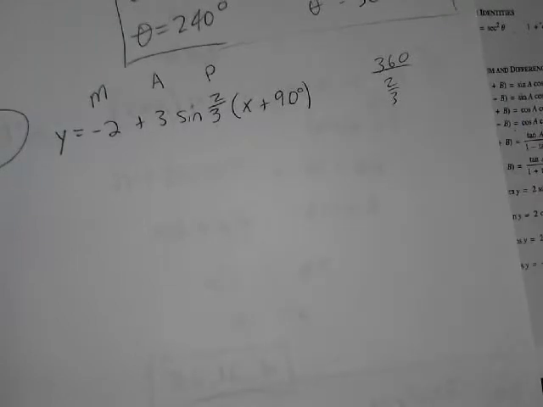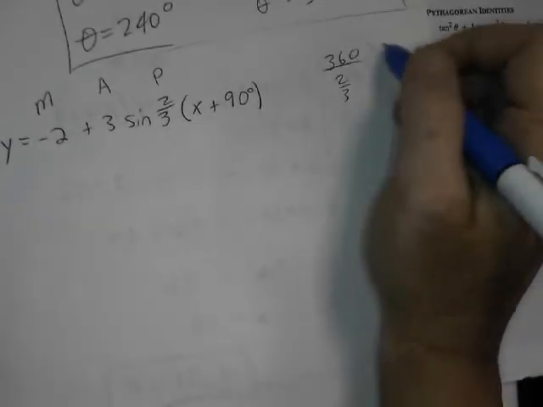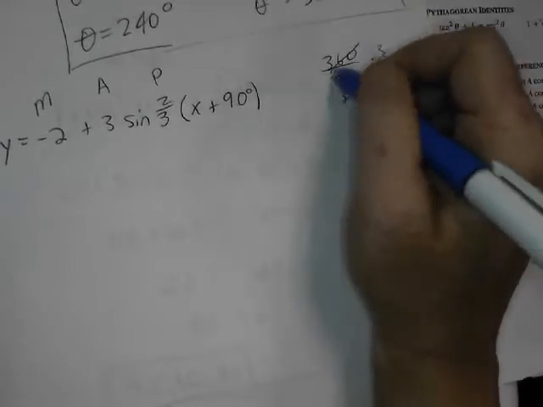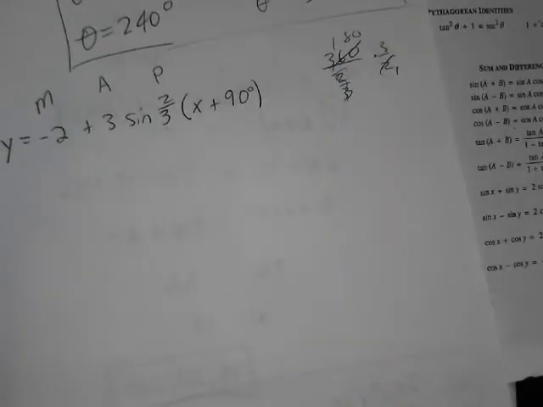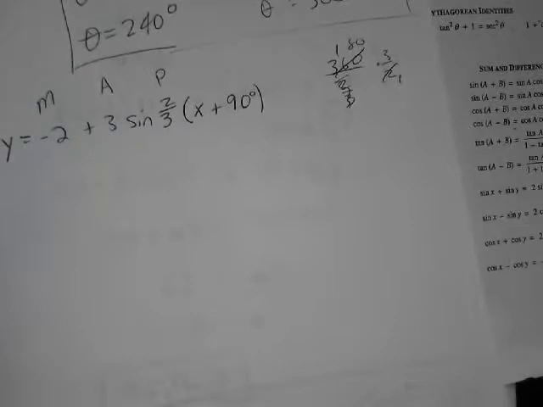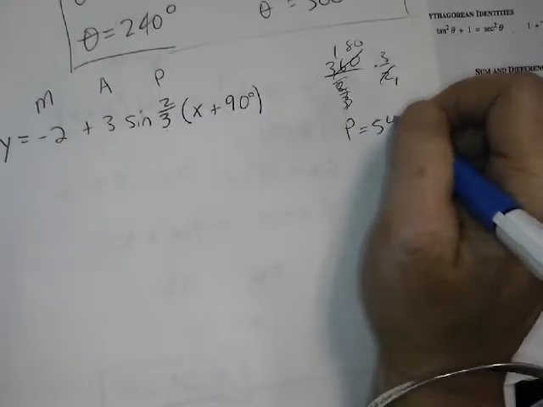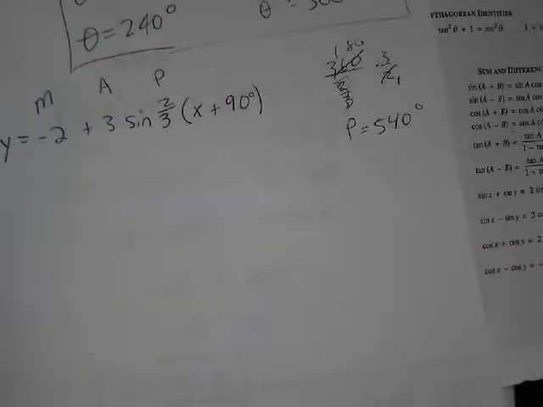360 divided by 2/3 is the same as 360 times 3/2. 180, what is that? 180 times 3. That is, I guess, 540. I think the period is going to be 540. Can anyone verify that? No.